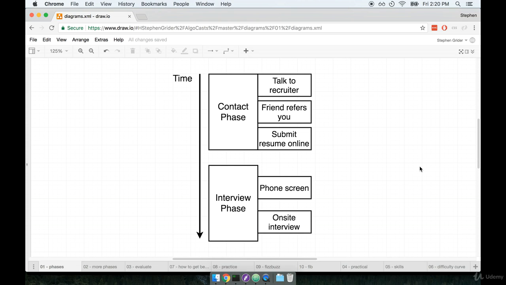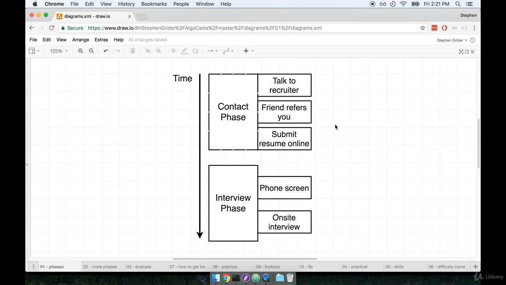We'll start off by looking at a couple of different diagrams. First, I want to show you a quick timeline of the general job seeking process at any given company. Getting an offer from a company is really split into two different phases: the contact phase and the interview phase. The contact phase is when you try to get in contact with a living, breathing human at a company. And this might take the form of talking to a recruiter, getting a referral from a friend, or submitting your resume through some online form.